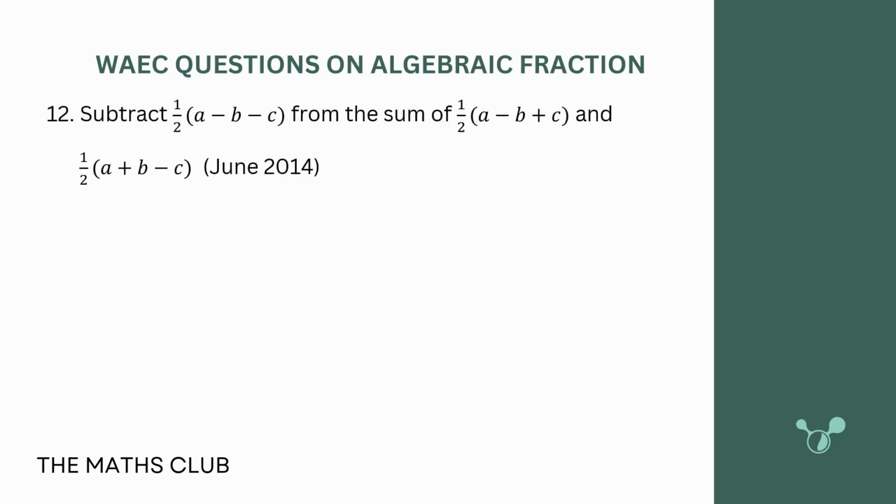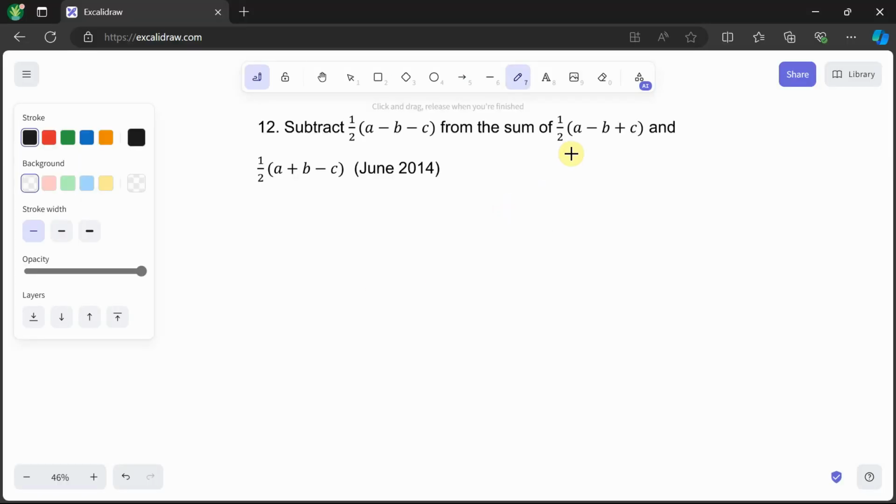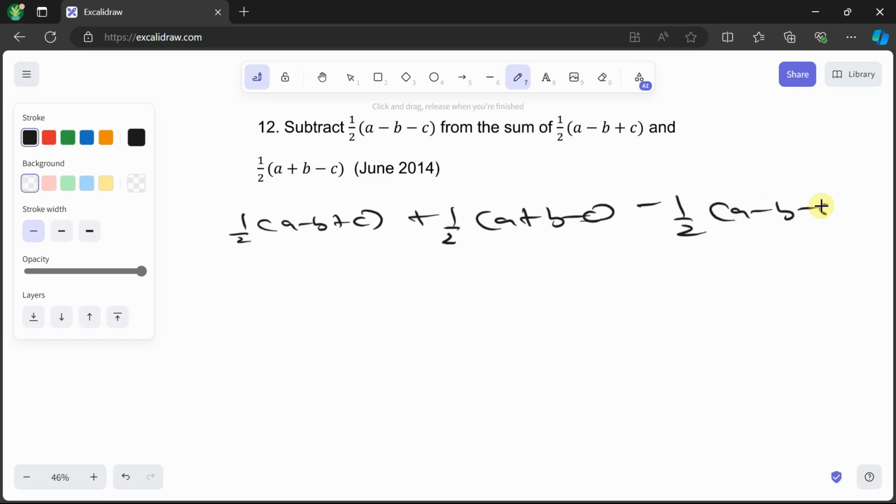Great. Last question is that: subtract half of (a minus b minus c) from the sum of half of (a minus b plus c) and half of (a plus b minus c). You can pause the video and try this out yourself. So to solve this question, we have to find the sum of these two and subtract this one from it. That will be half of (a minus b plus c) plus half of (a plus b minus c), then subtract half of (a minus b minus c).